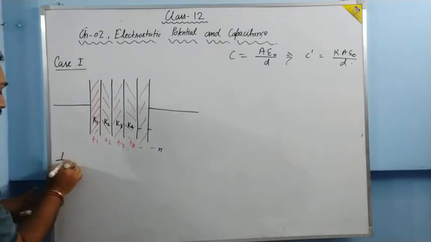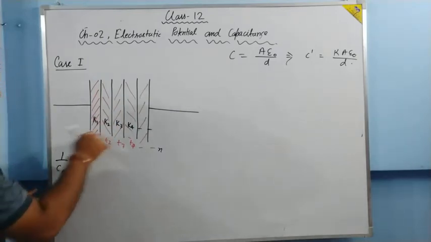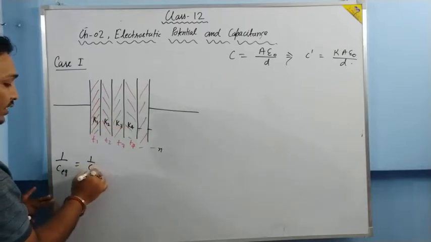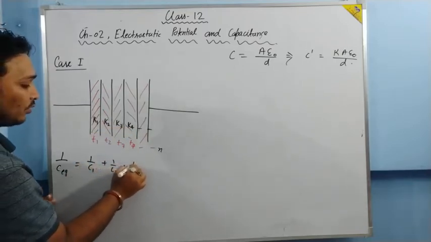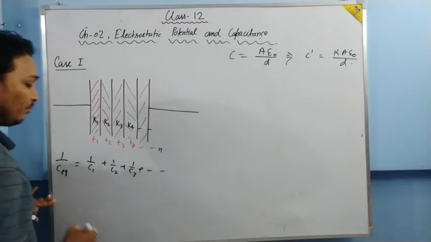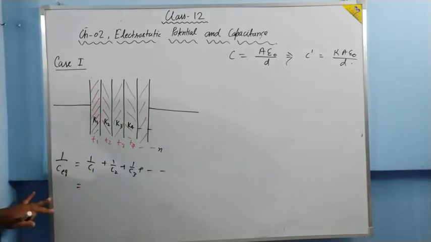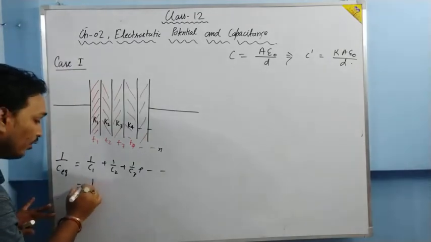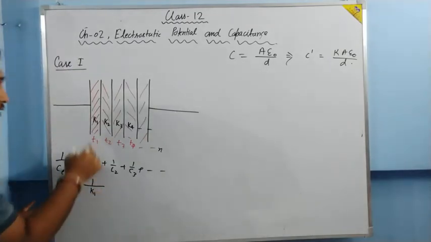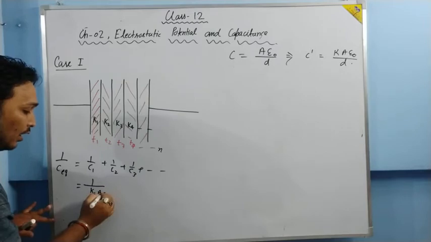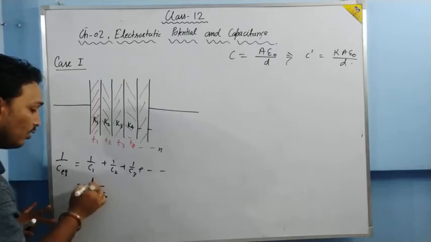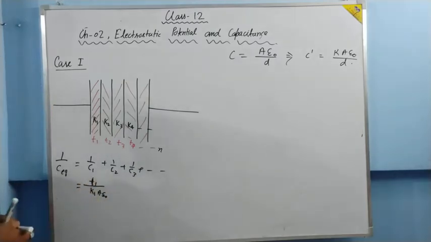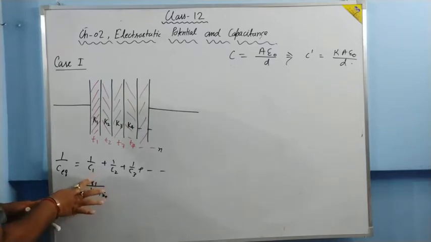So the equivalent capacitance is given by, since they are connected in series, I am applying the formula for series: 1 upon C equals 1 upon C1 plus 1 upon C2 plus 1 upon C3 plus so on. Now 1 upon C1 will be equal to what? C is equal to K A epsilon naught by D. I am writing over here: C1 is K1 A epsilon naught upon T1. Is it clear?